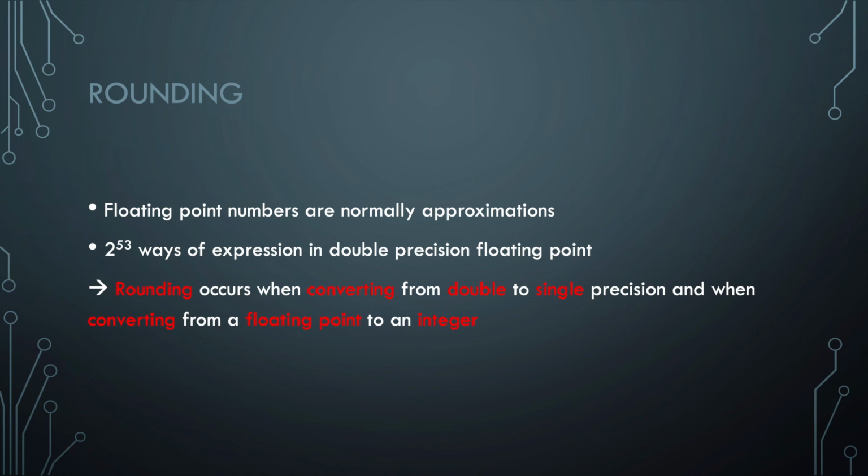Unlike integers, which can represent exactly every number between the smallest and the largest number, floating point numbers are normally approximations for a number they can't really represent. The reason is that an infinite variety of real numbers exists between, for example, 0 and 1, but no more than 2 to the power 53 can be represented exactly in double precision floating point. So the best thing we can do is get the floating point representation close to the actual number using rounding, which occurs when converting from a double to single precision and when converting from a floating point to an integer.